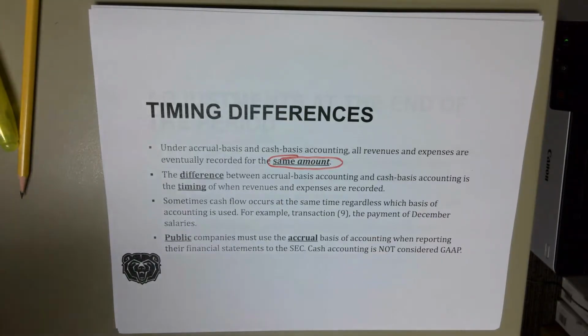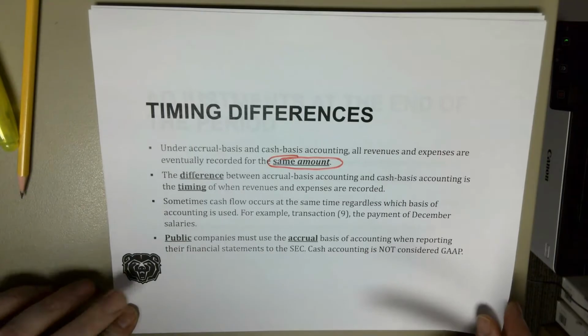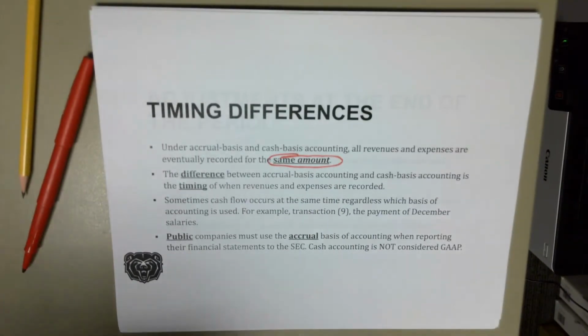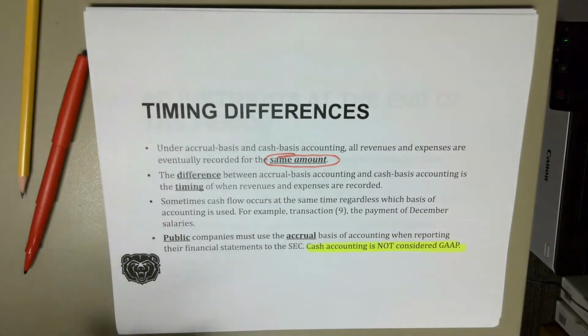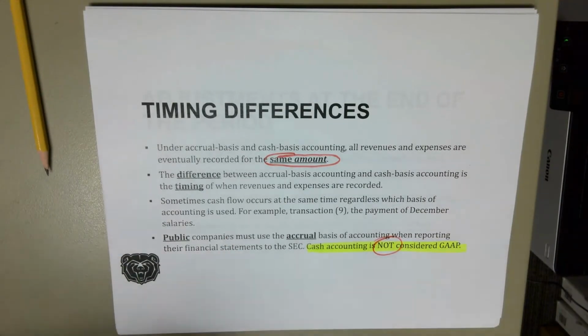So public companies, as we mentioned, must use the accrual basis of accounting when reporting to the SEC. Cash accounting is not considered GAAP. I would imagine I will ask you a question about this on the exam. Is cash accounting GAAP? It is not. Please remember that, okay? This is very important. Cash accounting is not considered GAAP.